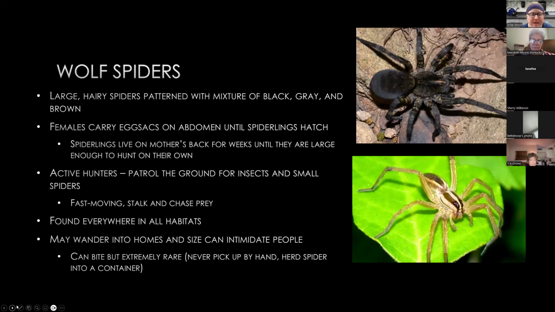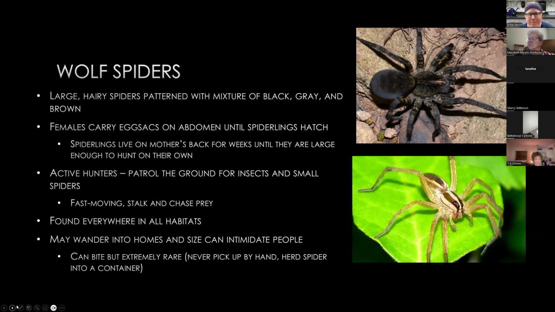These can be found everywhere. You're going to see these outside. You're going to see them in the woods. You can potentially see them in your homes. We see these sometimes, like they've wandered around our extension office. And again, people instantly see how big they are and they get freaked out by it. But again, they're not anything to be concerned with. They're not harmful.